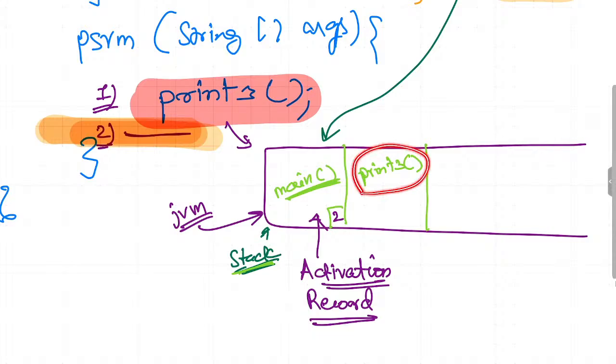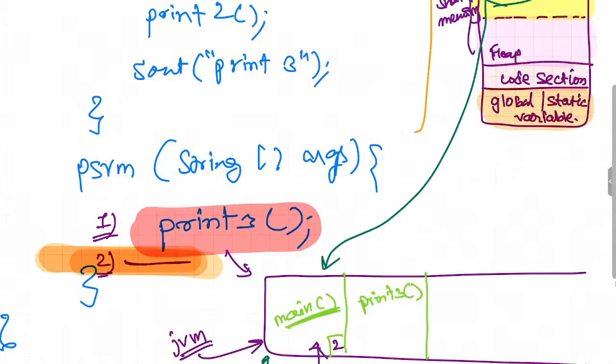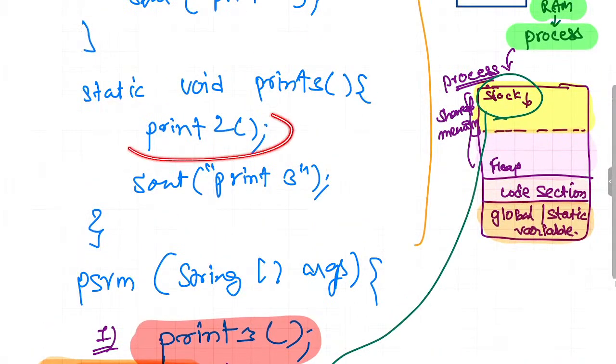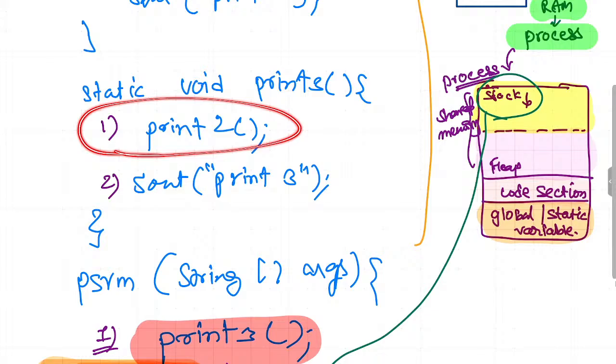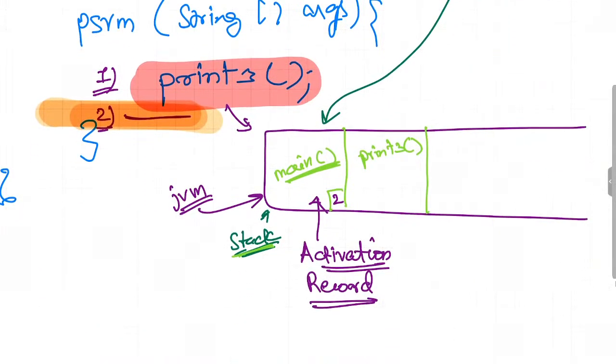But since print 3 is still not complete, you will go and check whatever is there in print 3. What is there in print 3? In print 3 there are 2 lines, right? The first line is print 2. What will happen? It will now push print 2 into the stack, right?